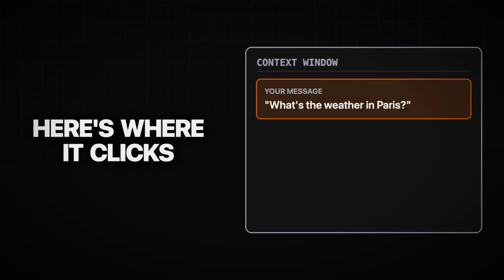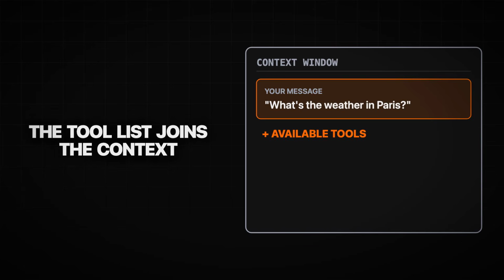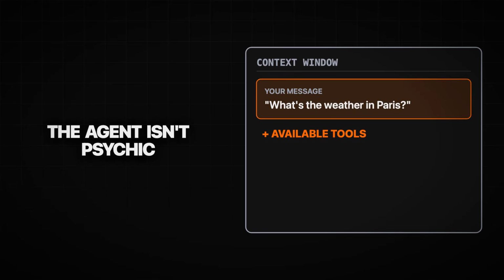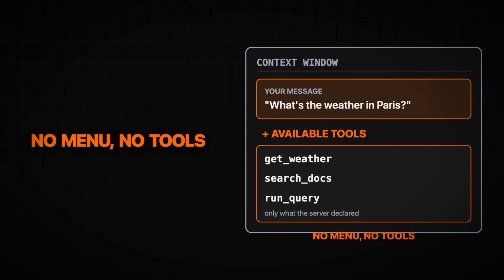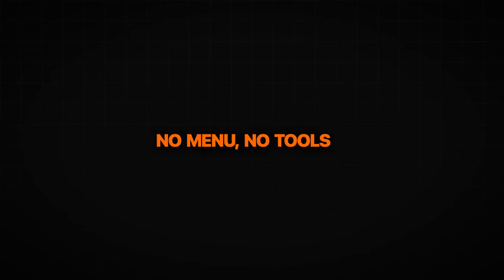Here's where it clicks. That list of tools doesn't just sit in the client. It gets handed to the model as part of its context, the available tools for this turn. So when you ask your agent something, it isn't psychic. It's looking at a menu that got injected right next to your message. The model only knows a tool exists because the server declared it and the client passed it along. No menu, no tools. Simple as that.